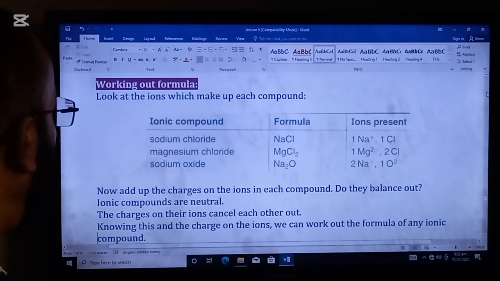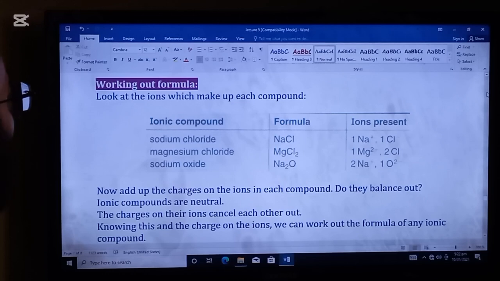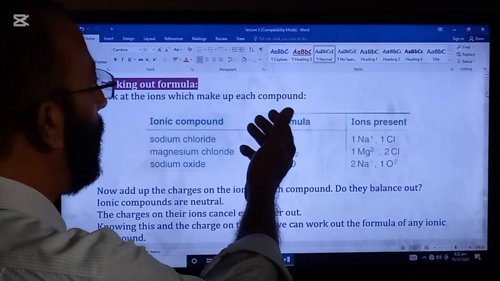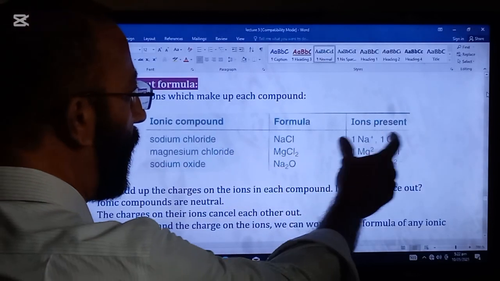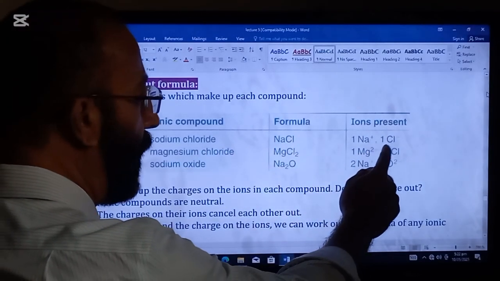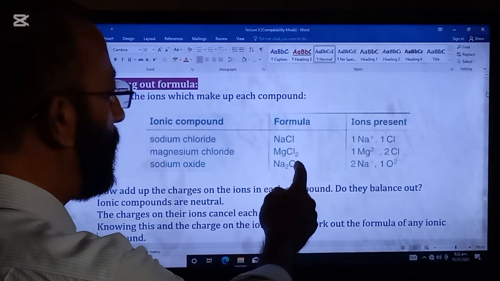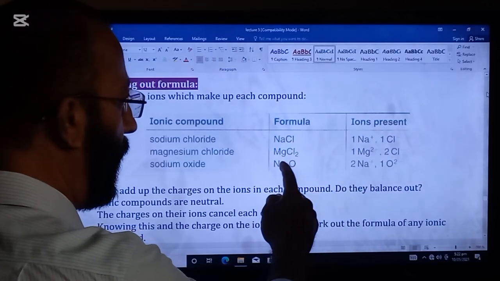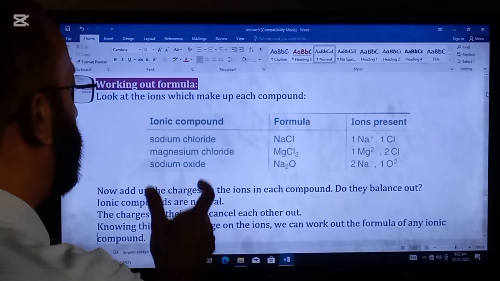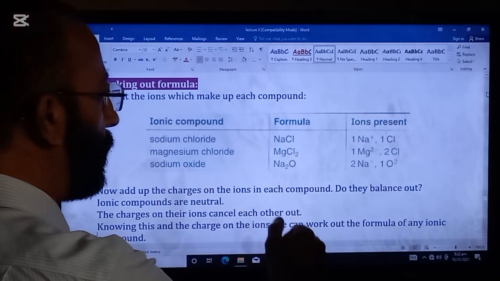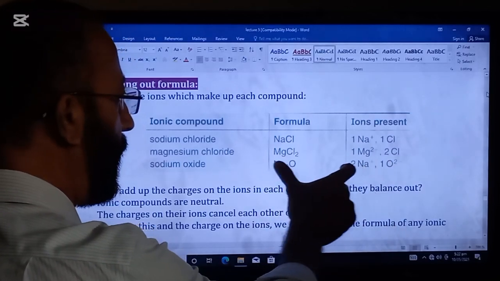Next topic in the lecture is working out formulas. Look at the ions which make up each compound. Sodium chloride formula is NaCl. Ions present are 1 Na and 1 Cl ion. Magnesium chloride, MgCl2. Ions present are 1 Mg ion and 2 chloride ions. Sodium oxide formula is Na2O. From here we can see 2 sodium ions and 1 oxide ion are present.